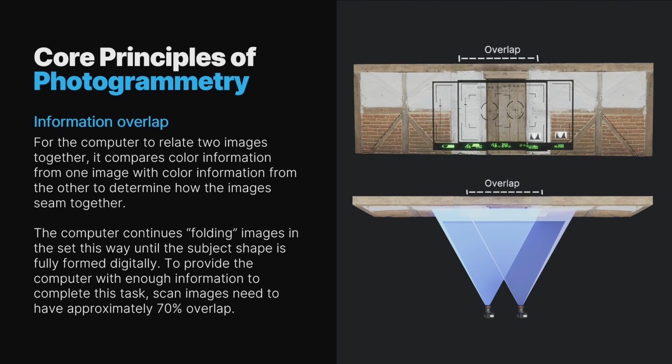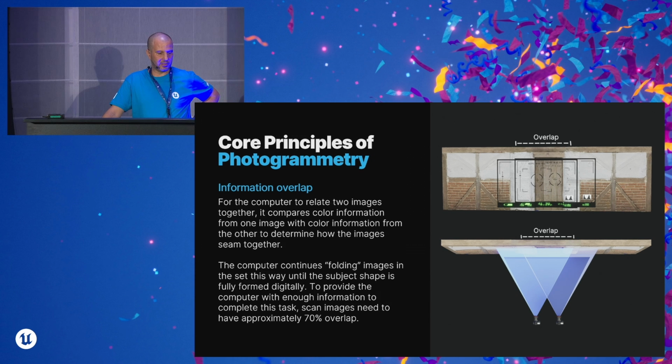Overlap. I'm just going to read this out. For the computer to relate two images together, it compares color information from one image with color information from another to determine how the images fit together. The computer continues folding the images in the same way until the subject is fully formed digitally. To provide the computer with enough information to complete this task, use 70% overlap. That's a good rule of thumb, but you can use 80%. I think it'd be a bit crazy to go to 90%.